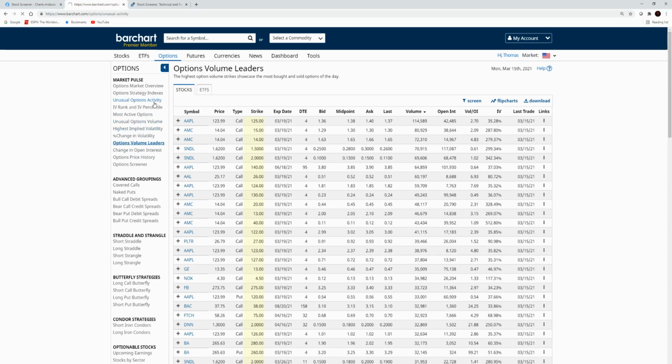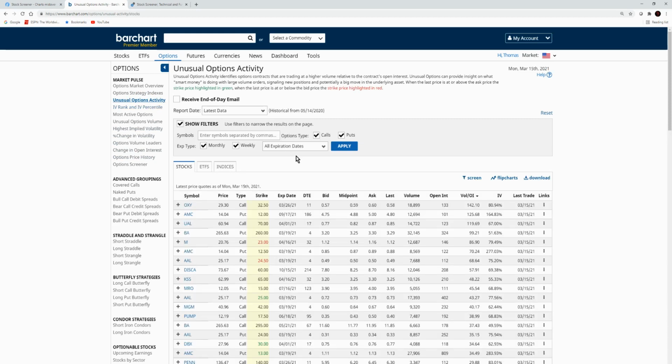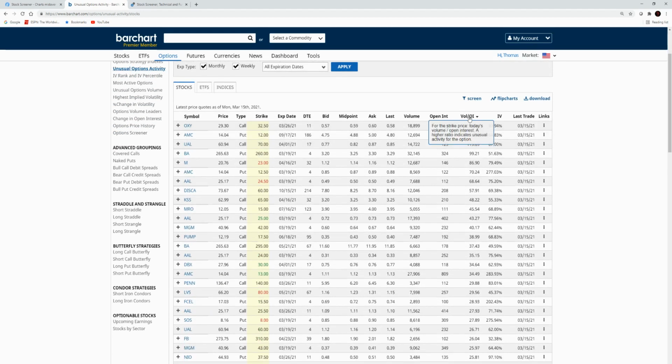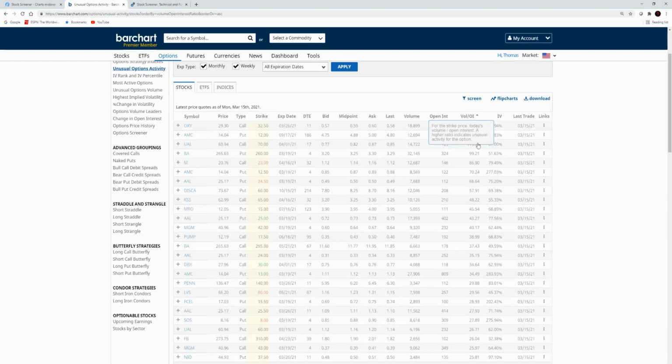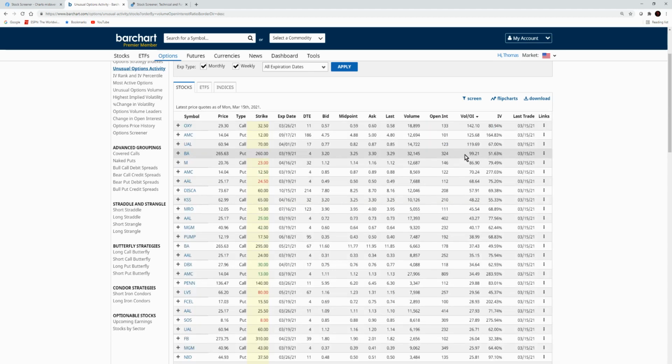Unusual options activity is a really, really good scanner. Basically, you can find things that have large volume but low OI, which means that option was traded a ton today and hasn't been in the past. Typically, if you see that, that means there's a big move coming up. So you see calls on Oxy, puts on AMC, calls on airlines, Bank of America, and all sorts of really cool things you can use to try to find setups for the future.